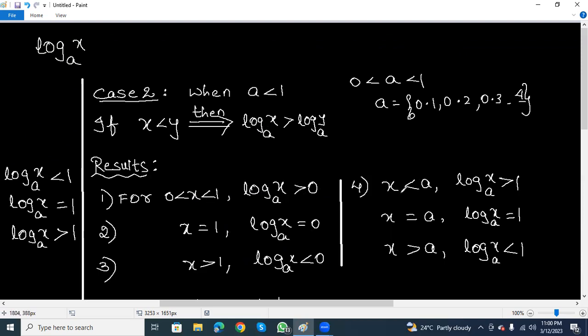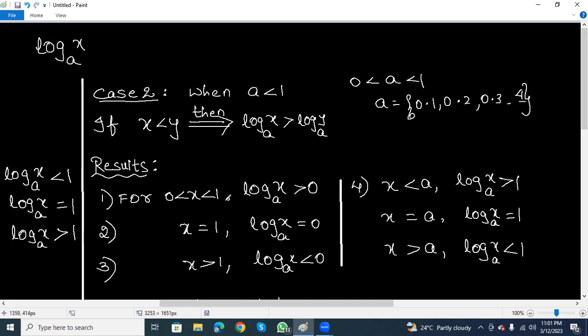Same here, x is compared with a. If x is less than a, log x is greater than 1. If x is equal to a, log x is equal to 1. If x is greater than a, log x is less than 1. Same: when x values are compared with 1, the log x results are zeros. When x values are compared with a, that means the base, the log x results are 1.